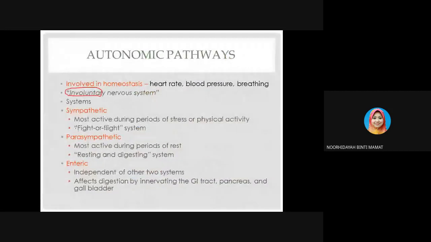The sympathetic is most active during periods of stress or physical activity. It is a sort of fight or flight system. The parasympathetic is most active during periods of rest, opposite to the sympathetic; it is the rest and digest system. The third system in the autonomic pathway is the enteric. It is dependent on the other two systems, the parasympathetic or sympathetic system. The enteric affects digestion by innervating the GI tract, pancreas, and gallbladder.